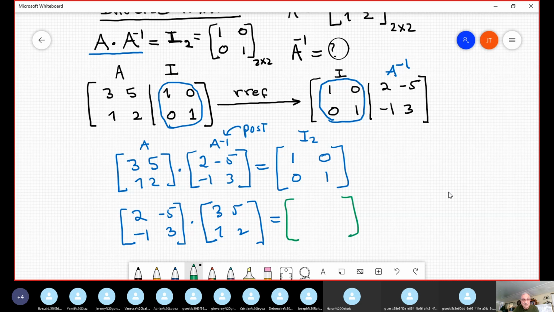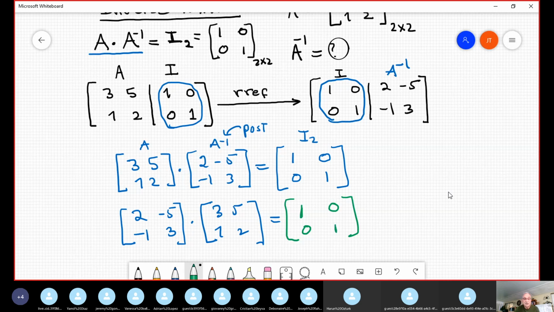2 times 3 is 6, minus 5 is 1. 10 minus 10 is 0. Negative 3 plus 3 is 0. 15 minus... No, it's 2 times 5 is 10 and 6 minus 5 is 1.